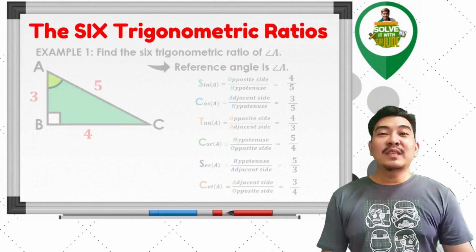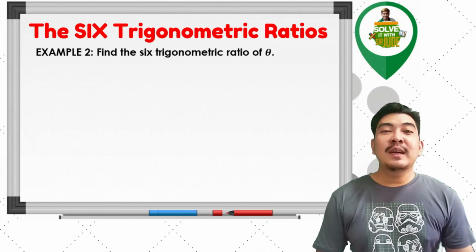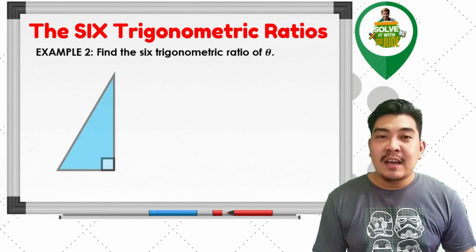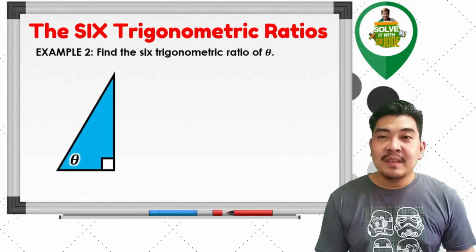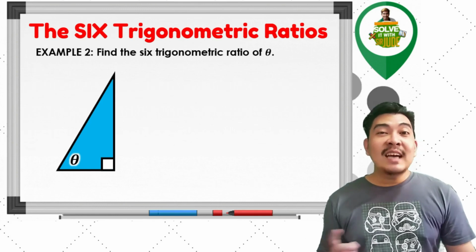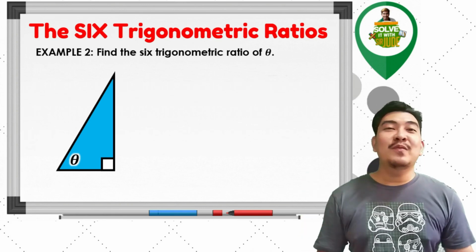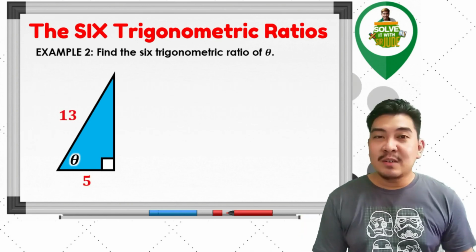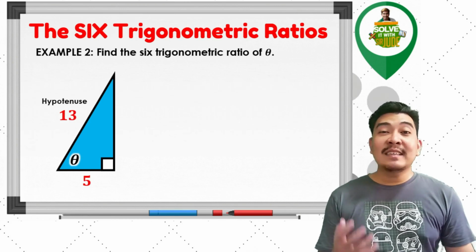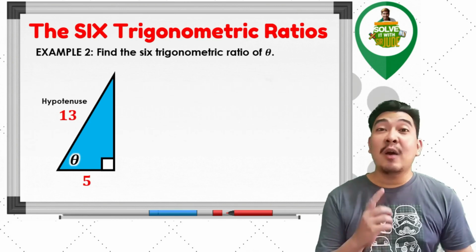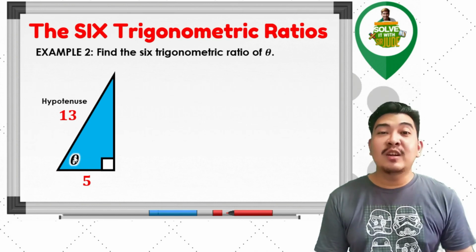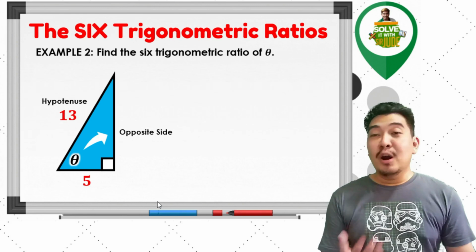So let us now proceed with another example. So example number 2, find the 6 trigonometric ratios of theta. So let us see where is theta. So suppose we have there our right triangle with theta as an acute angle as presented in the figure. So let us now have the measures. So we all know that the side that has the measure 13 units is our hypotenuse. Next is the side opposite our angle theta or the given angle. So that will be our opposite side.